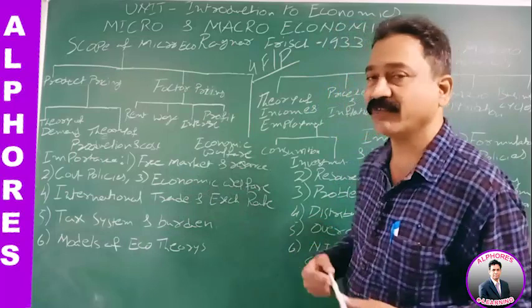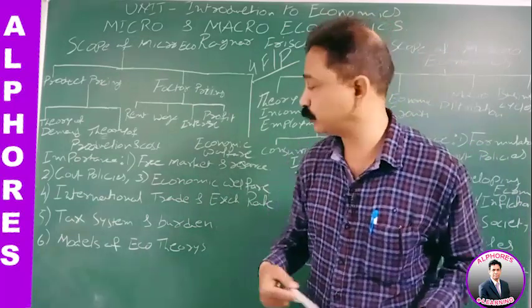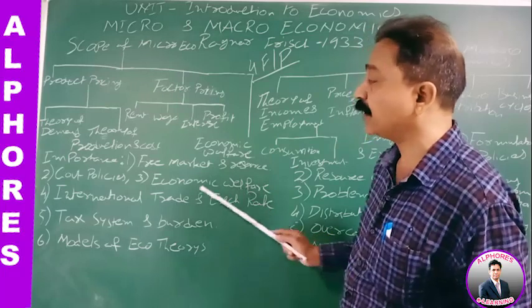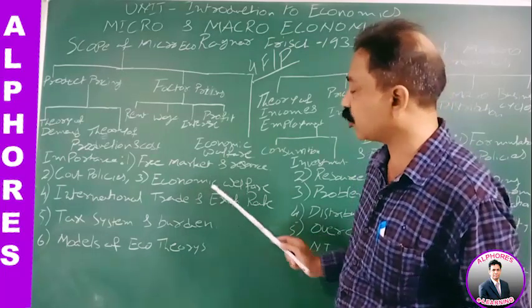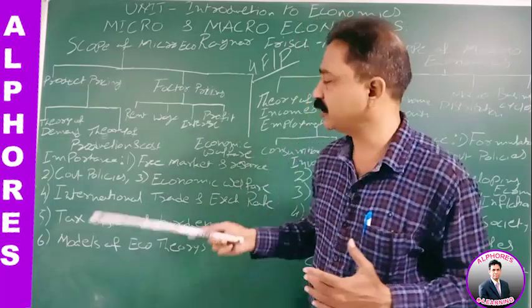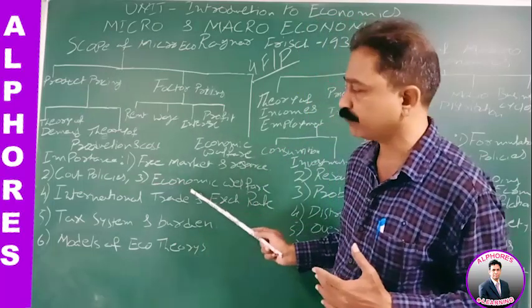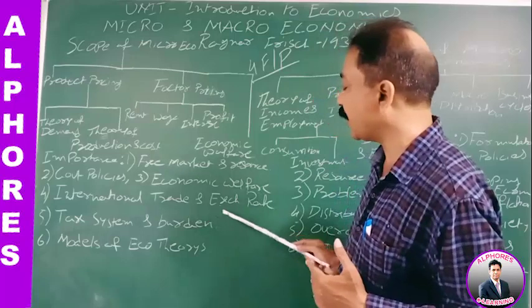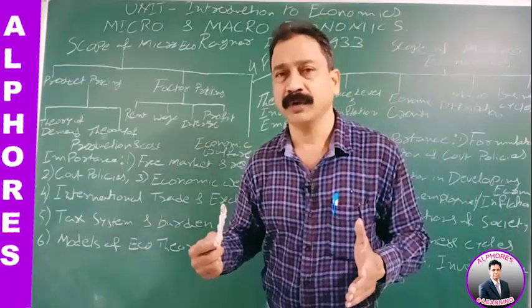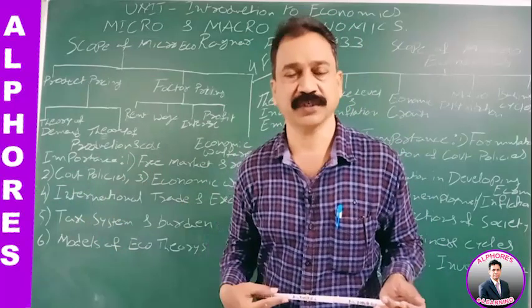Next, economic welfare. Government has to decide how the welfare of the public can be ensured. This economic welfare is controlled or decided by government policies. Next is international trade and exchange rate. What is profitable in exports and imports?